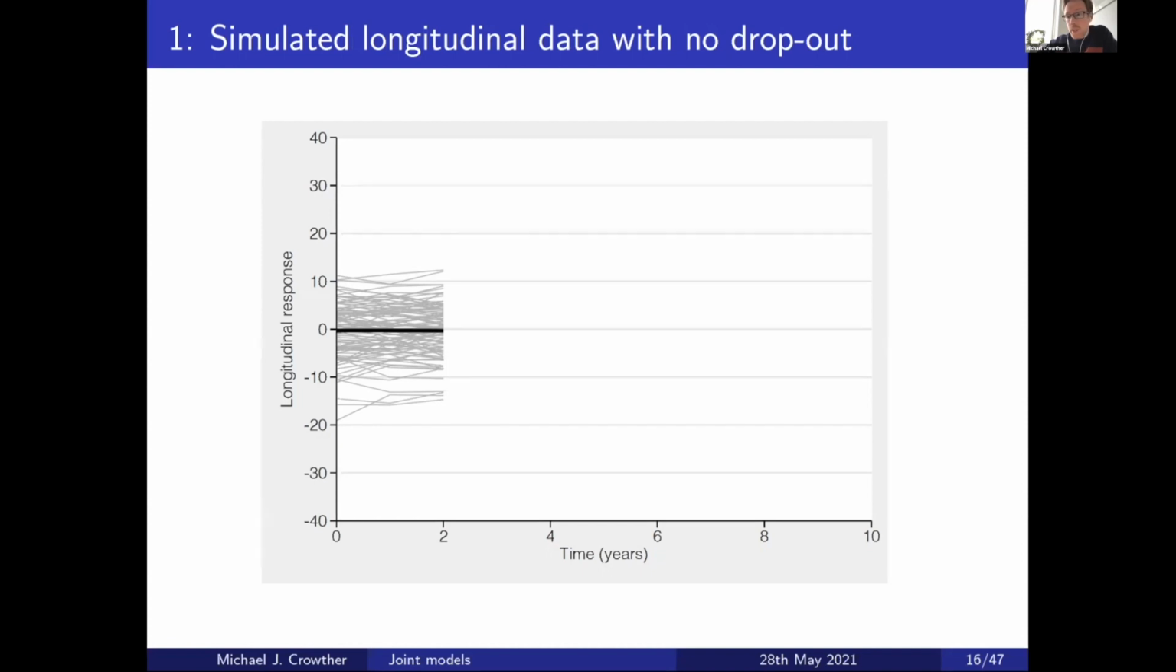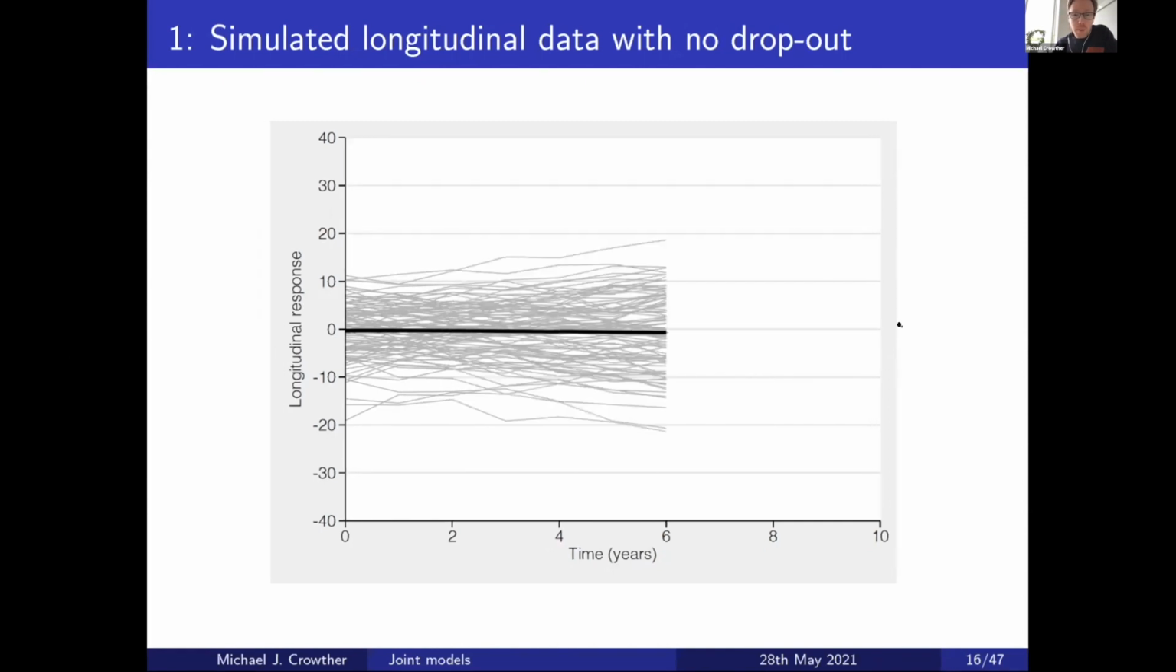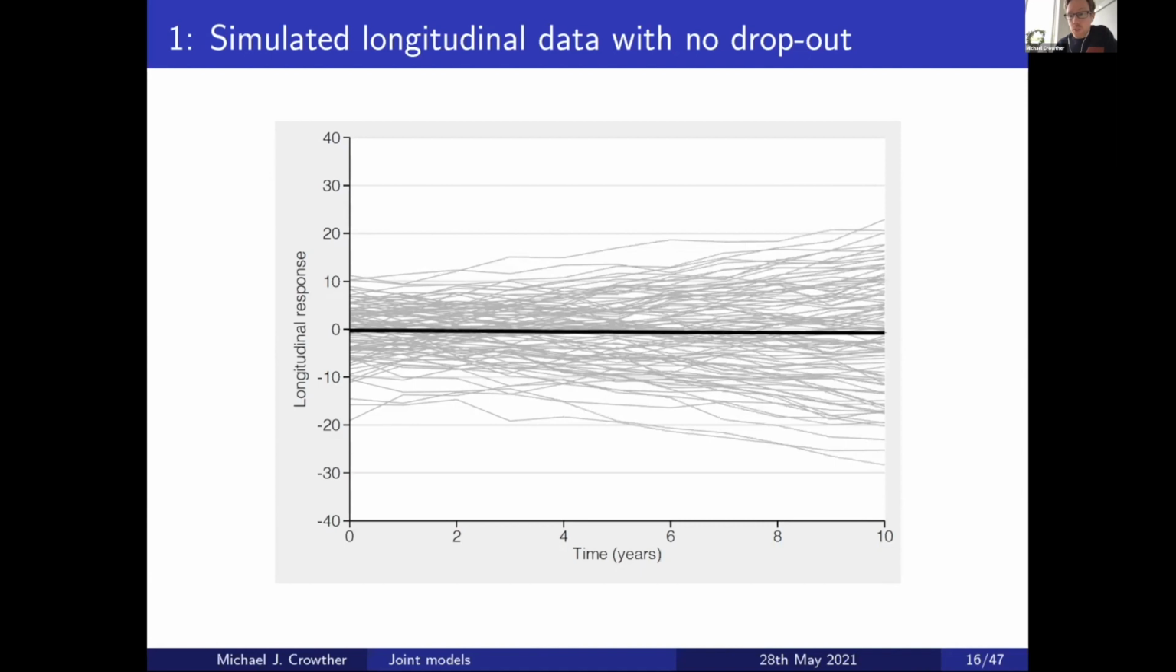So here I've simulated longitudinal data for 100 patients. So each light gray line represents a patient's biomarker profile. It's measured annually. And my thick black line is simply a Loess smoother. So I've simulated longitudinal data with no dropout. Okay, over time, 0 trend. So I've simulated from a curve with 0 mean intercept and 0 mean trend. Okay, complete observed data, no problems. We can estimate our unbiased intercept and slope.